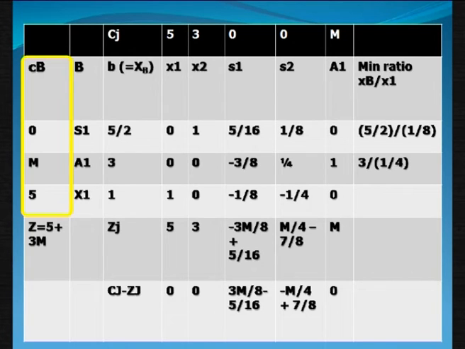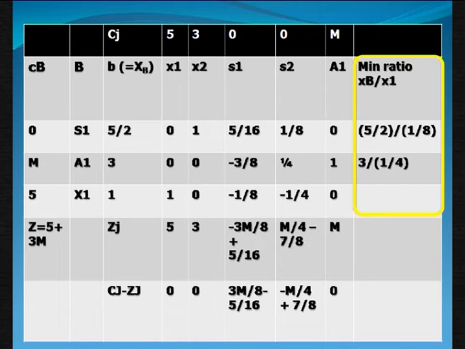The coefficients are 0, M and 5. The variables in the basis are S1, A1 and X1. The solution values are 5 by 2, 3 and 1. The Cj values are the same. The values of X1 variable are 0, 0 and 1. The values of X2 variable are 1, 0 and 0. The values of S1 are 5 by 16, minus 3 by 8 and minus 1 by 8. The S2 values are 1 by 8, 1 by 4 and minus 1 by 4. The values of A1 are 0, 1, 0.